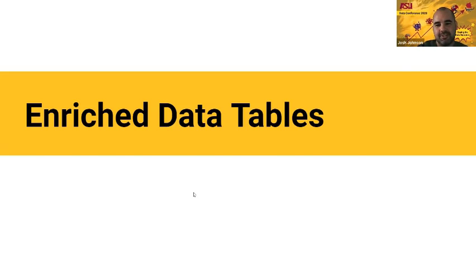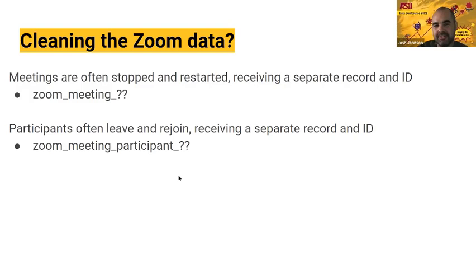Well, maybe we'll create something to clean up the Zoom data, right? So I talked about meetings and participants, stopping, starting, leaving, joining. We might create a process that aggregates those and tries to create one record per functional meeting, one record per functional participant. And that can then make analytics downstream much easier.